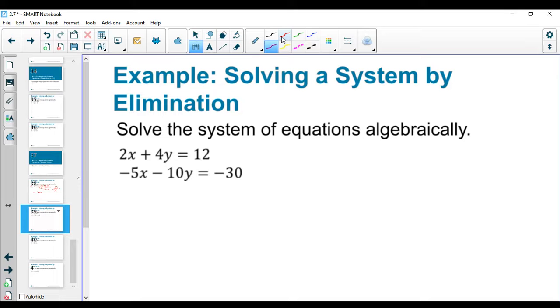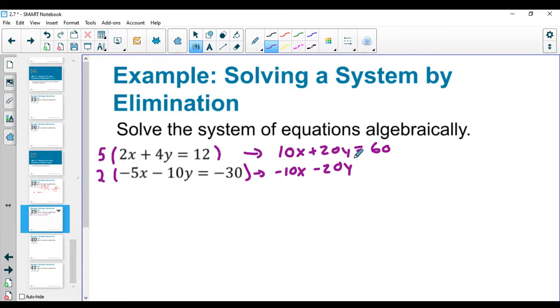Moving on to this one. This is one of the ones where we're going to have to multiply both of these equations. I think if I multiply this first one by 5 and the second one by 2, then I'm going to get these x's to match. 5 times 2 is 10, and 2 times -5 is -10, so those will match. If I rewrite this one over here, 5 times 2x is 10x, 5 times 4y is 20y, equals 5 times 12 is 60. And then here, 2 times -5 is -10x, times -10y is -20y, and then times -30 is -60.